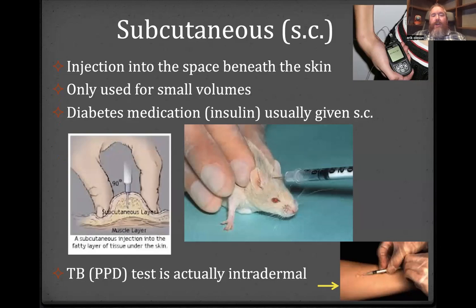But here the injection would occur in the space right beneath the skin. This is only used in small volumes and is very common for insulin. TB tests are also administered this way. At one point, when I worked in a monkey building or research lab, you had to do these things every month, and not the way you'd think. It was more so we wouldn't give TB to the monkeys.